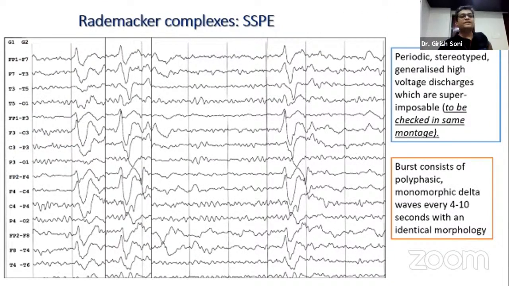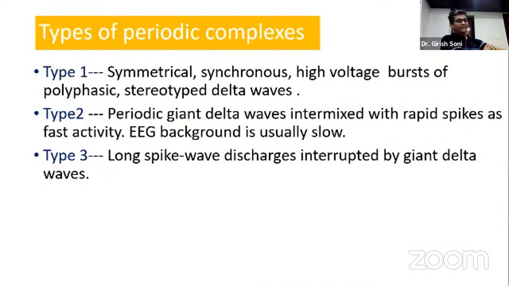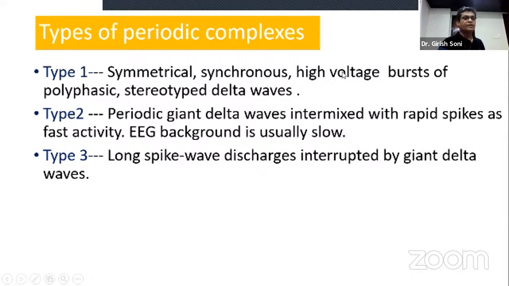These Rademacher complexes, or periodic complexes, are of 3 types. The most common type that we see clinically in routine practice is type 1 discharges, which are symmetrical, high voltage bursts of stereotyped delta waves. The type 2 discharges are characterized by giant delta waves intermixed with rapid spikes, so they look like fast beta activity. So periodic delta waves admixed with rapid spikes, type 2.